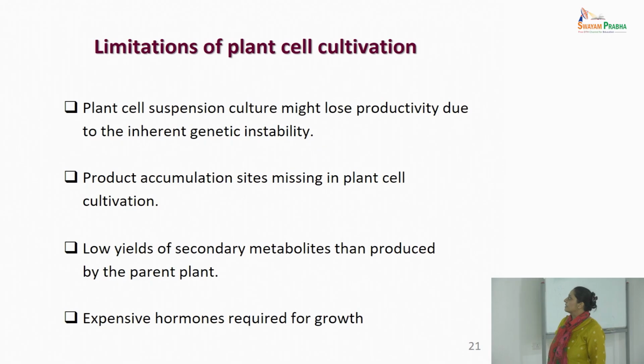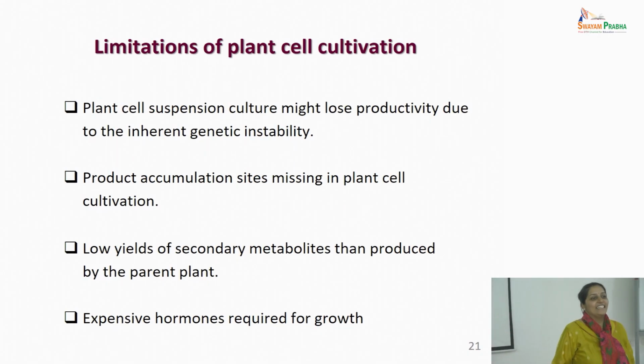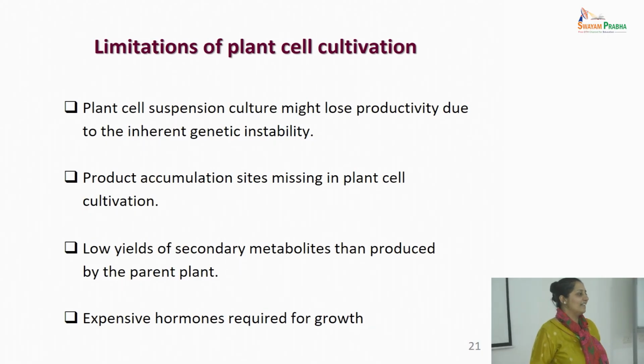Limitations. Plant cell suspension cultures might lose productivity due to their inherent genetic instability. Now, having said all this, it's important to also tell you that indeed it is easier said than done. There are challenges which do exist because of the very heterogeneous nature of the callus lines. If you do not have a synchronous culture, then you may end up with genetic instabilities, which will eventually impact your biochemical activity and your product productivity.